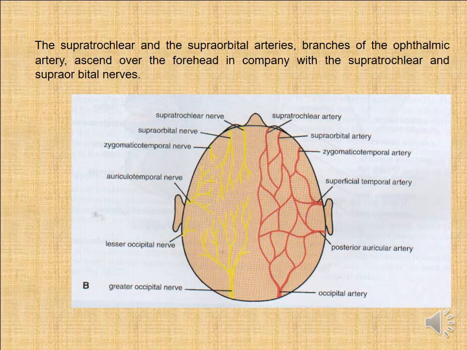The two branches of the internal carotid artery are the supratrochlear and supraorbital arteries. They are branches of the ophthalmic artery, which is a branch of the internal carotid artery. They ascend over the forehead in company with the supratrochlear and supraorbital nerves. These are two arteries with two nerves.